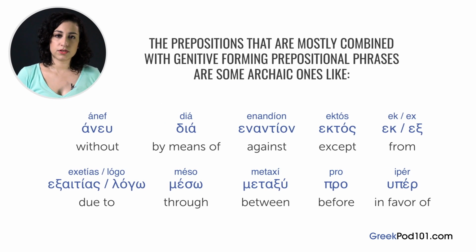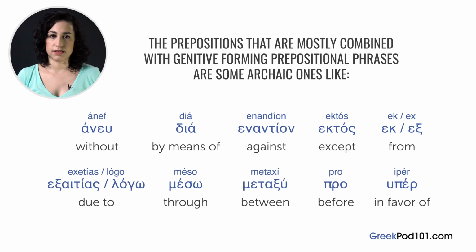Next, the genitive case can be used after some prepositions and adverbs. The prepositions that are mostly combined with genitive, forming prepositional phrases, are some archaic ones, like άνευ, without, διά, by means of, εναντίον, against, εκτός, except, εκ or ex, from, εξαιτίας or λόγω, due to, μέσω, through, μεταξύ, between, προ, before, and υπέρ, in favor of.